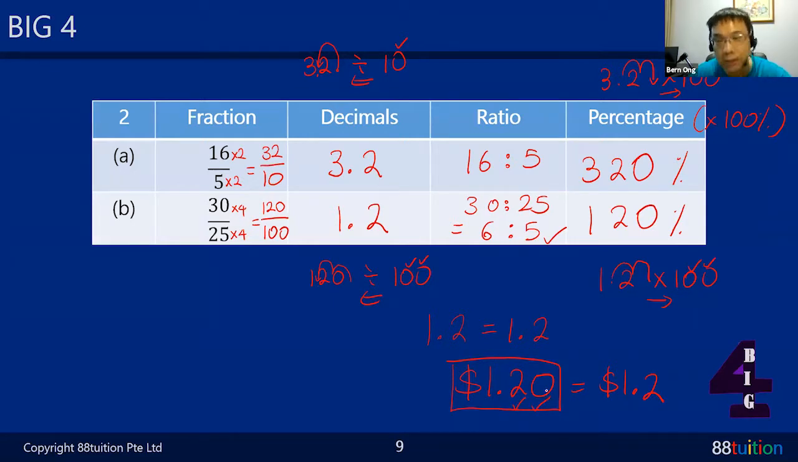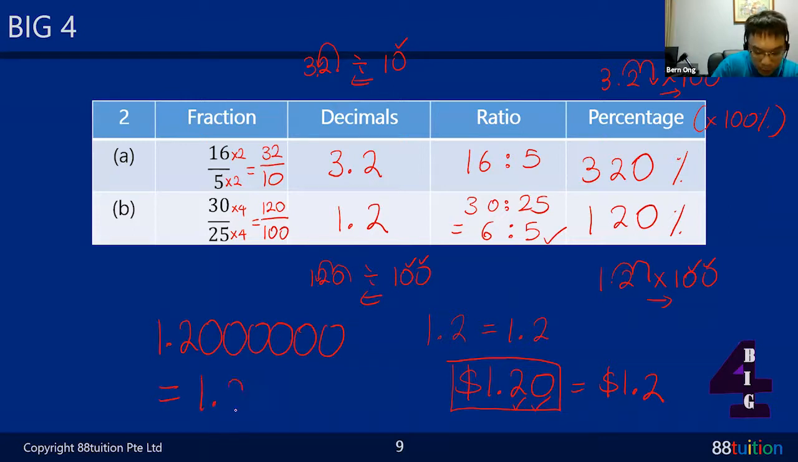But in terms of writing as a decimal, we can choose to write the 0 or not at the back. You know that 1.2, I can write many 0 behind. This is the same as 1.2. Do you know about this? I can write many 0 behind. But if I write many 0 behind, it wastes a lot of ink. So if I can, I choose not to write the 0, so that I can save my ink. That is my reason, all right?